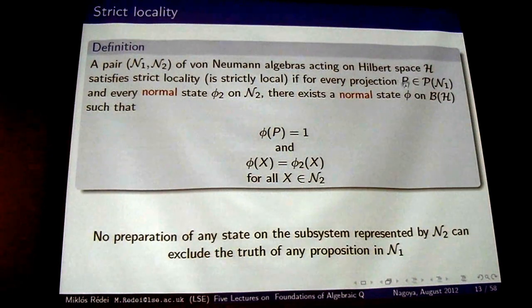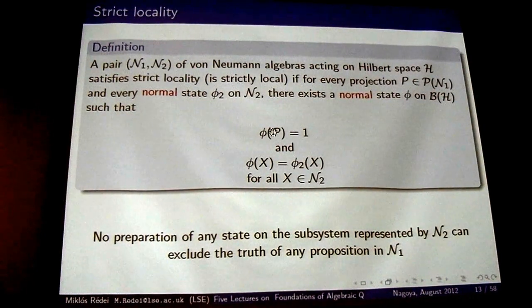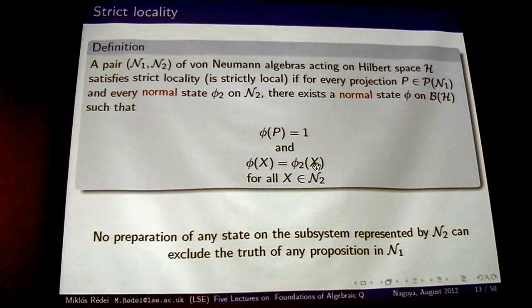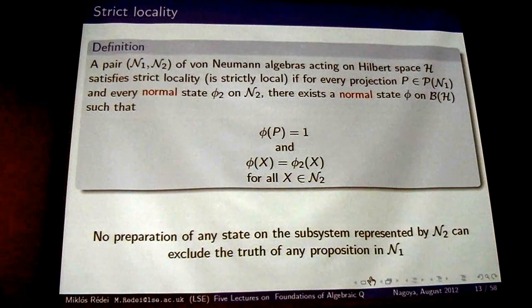So you pick a projection from one of the projection lattices and you fix a normal state on the other system, then there will be a normal state on B of H, which makes that proposition true and which coincides with the normal state on the other algebra. So no preparation of any state on the subsystem represented by M2 can exclude the truth of any proposition on the other system.